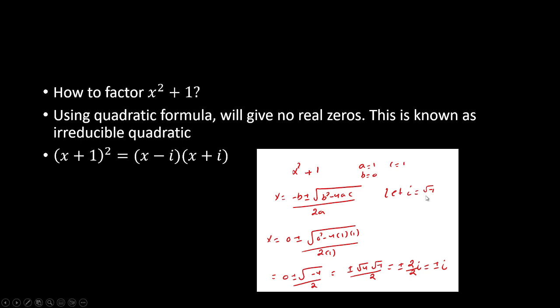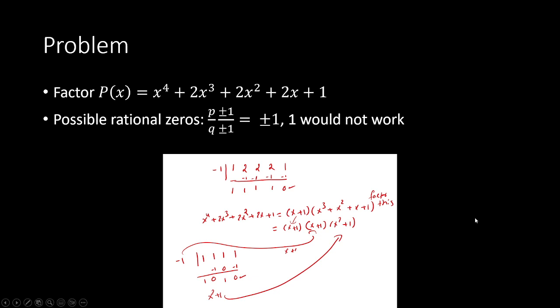And you know that i equals the square root of -1. So if I were to solve it, I get square root of 2 over 2i, and you get plus or minus i. And that's why you get something like this, x plus 1.